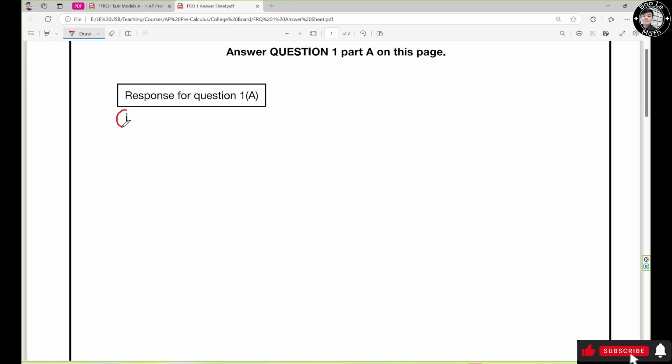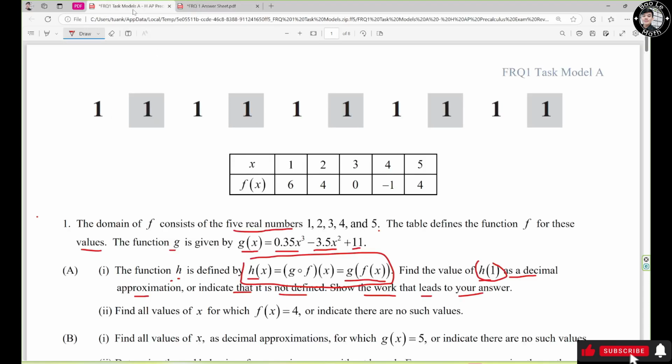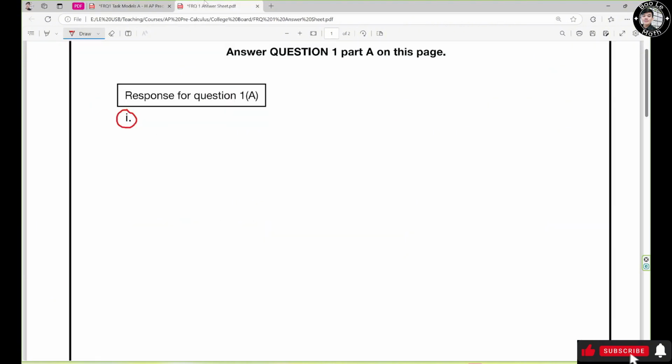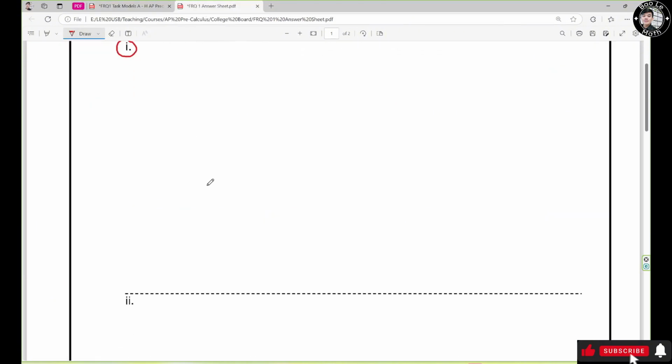Question 1a has part i right here. You go back over here, you see part i right here. You need to put your answer right here. Don't put your answer right here.